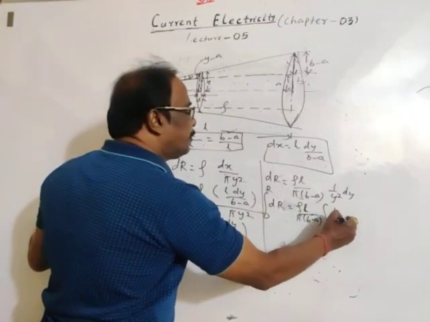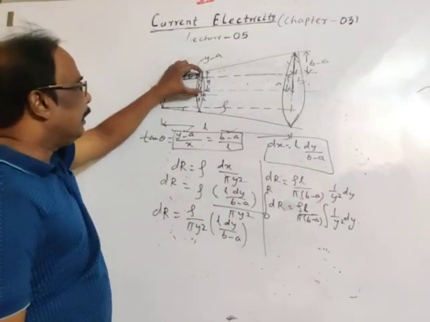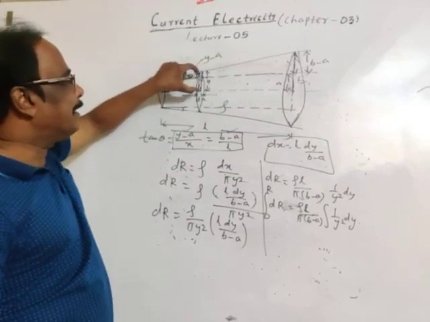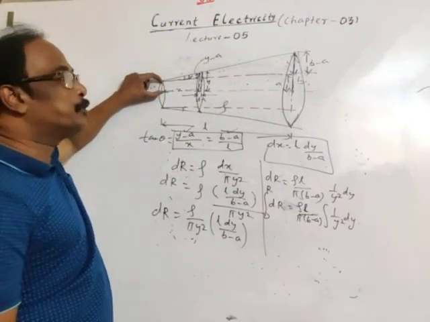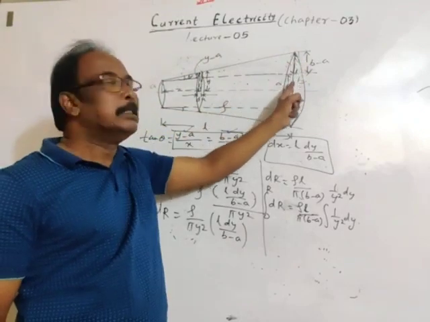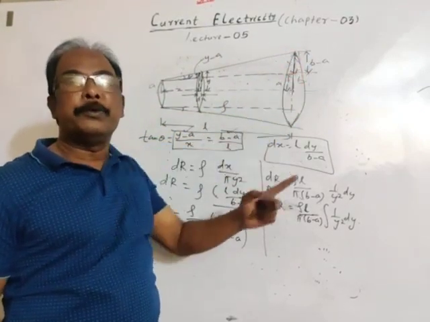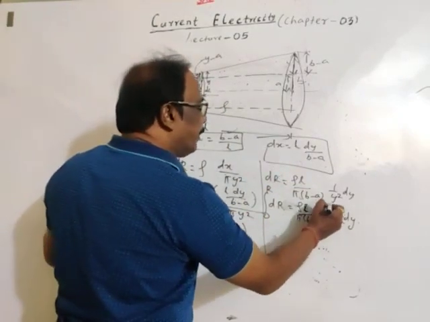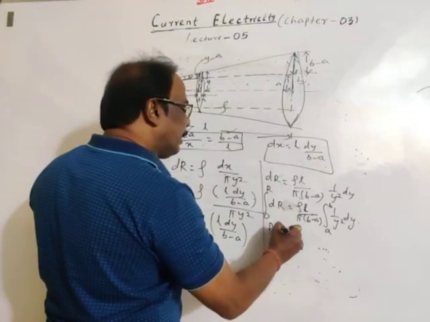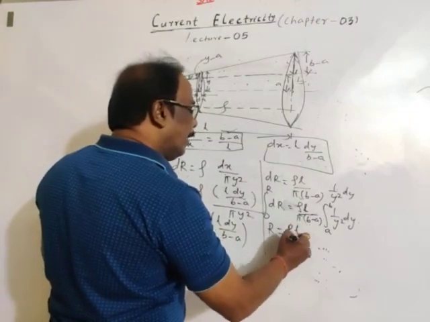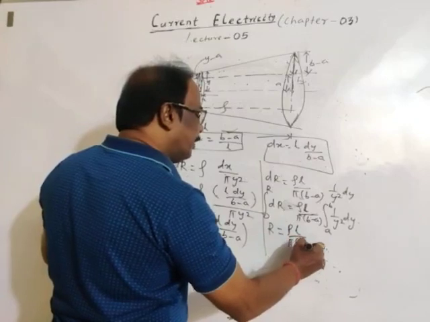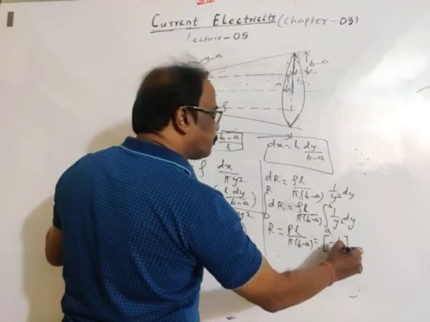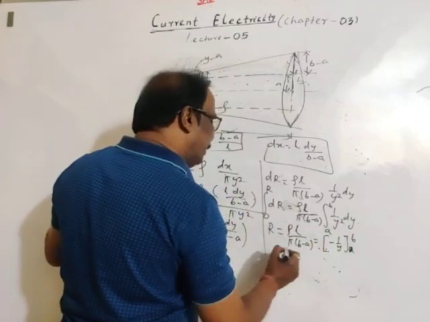Integration of 1 by y square into dy. See, here what is the radius? We have taken any elemental section of radius y, but here the radius a is minimum, and this cross-sectional area has radius b, which is maximum. Then the variation of radius is from a to b. Then integration of dR is rho L divided by pi into b minus a times the integration of 1 by y square dy, which is minus 1 by y. The limit varies from a to b.